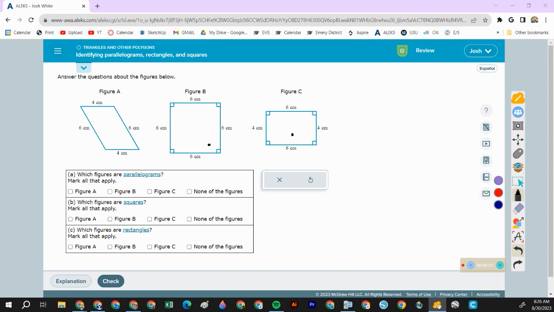But is this a square? No, it's not. Is this a parallelogram? Yes. So this one happens to be a square, a rectangle, a parallelogram, and a rhombus. It's all of those. But is every rhombus a square? No.